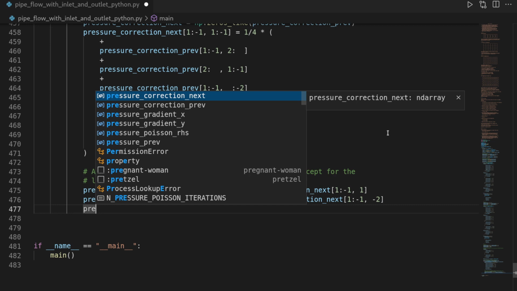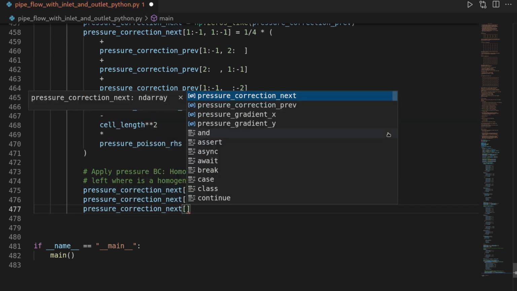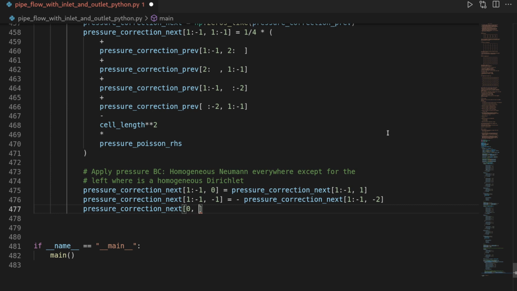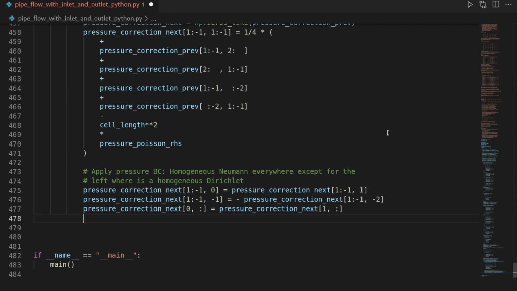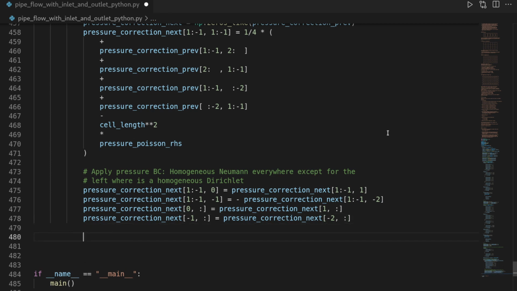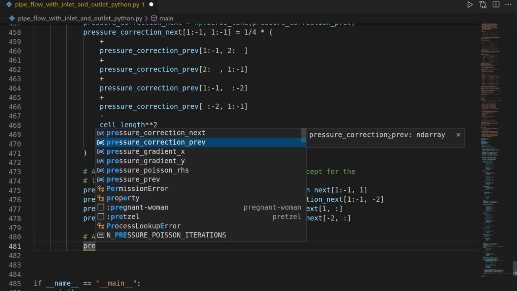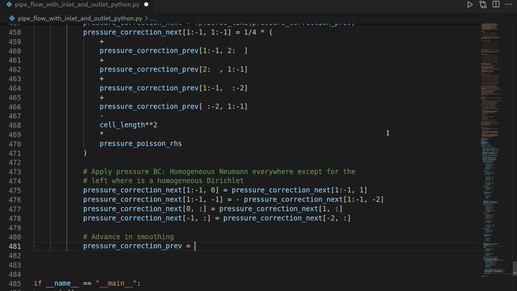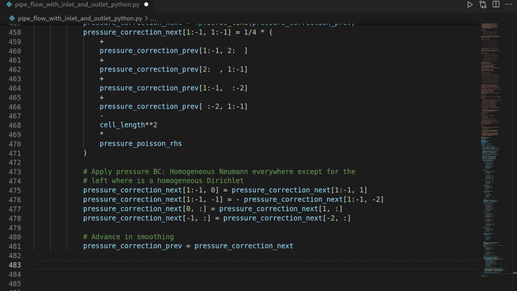And then we have to also make our update for the top and the bottom, which will be 0 and colon. And here this is going to be 1 and colon, and pressure correction next at -1 and colon is going to be pressure correction next at -2 and colon. And then we have to make sure that our smoothing makes progress. So we will advance in smoothing, which basically means we say pressure correction previous is equal to pressure correction next. And after 50 iterations, we have found a pressure correction.